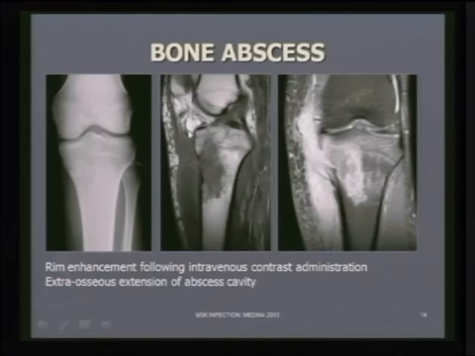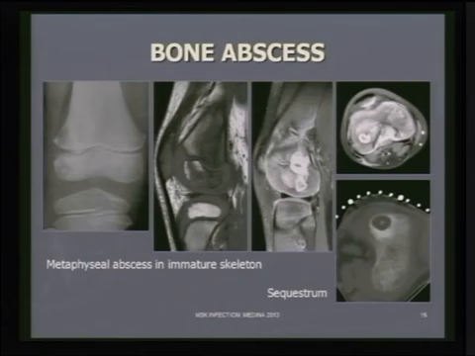A lot of associated soft tissue inflammation in the subcutaneous fat, and again a focal break through the cortex and the associated abnormality in the bone. And this was a case of tuberculosis resulting in secondary soft tissue abscess formation.